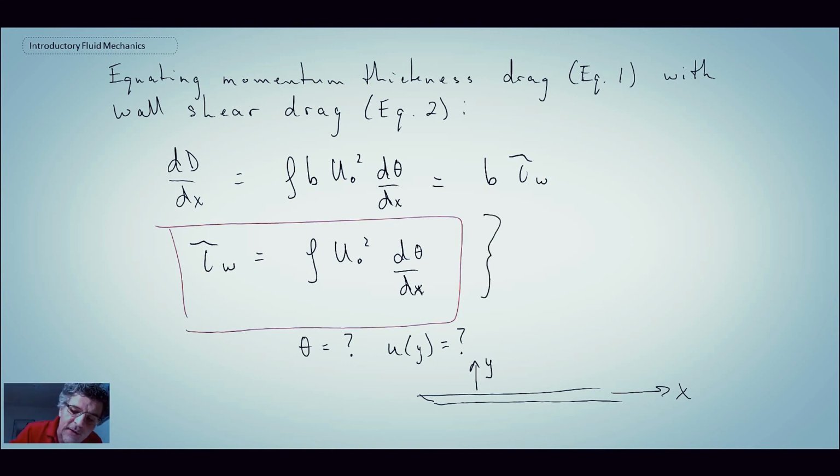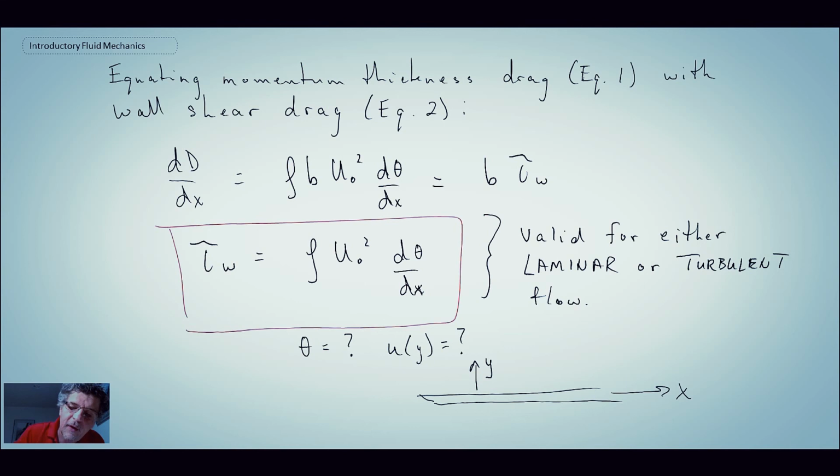Another comment that we should make is that we have made no assumptions about the flow field, if it is laminar or turbulent. So this relationship is valid for either laminar or turbulent boundary layer flow.